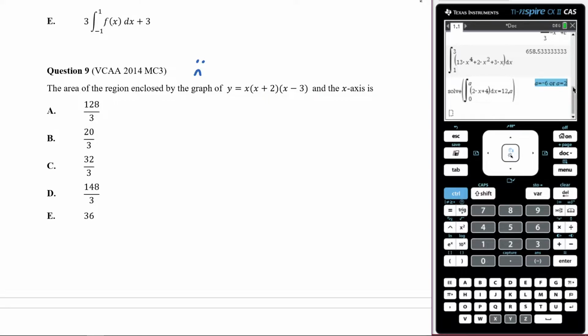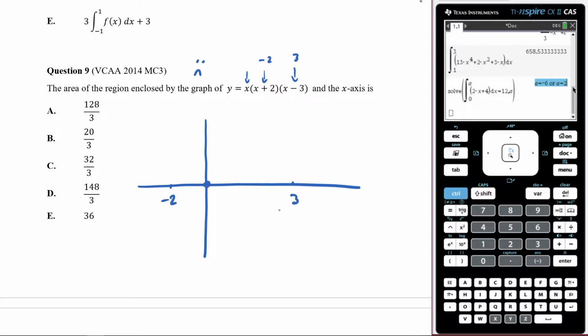The way you would answer this question is you're going to do this, and you're going to say, this here is telling me that it's going through 0. This here is telling me it's going through -2, right? That's telling me it's going through -2. This here is telling me it's going through 3. Now, I know it's going to look like this. Up, down, up. That is what that is going to look like.